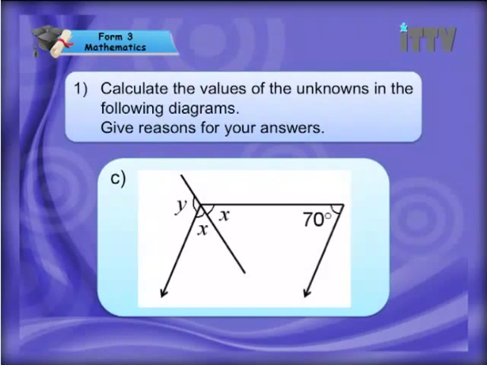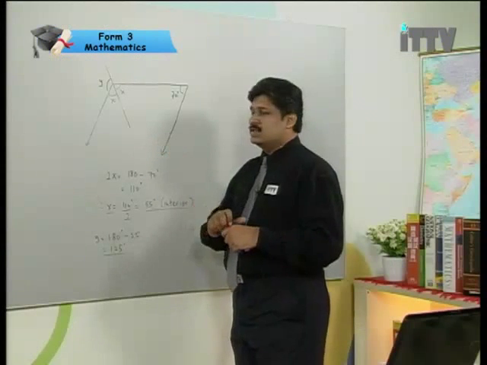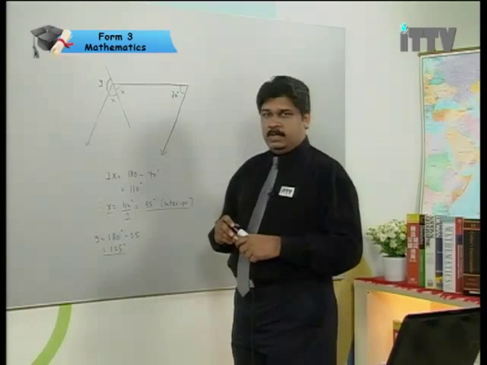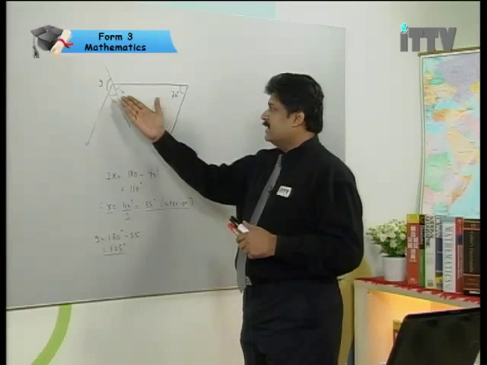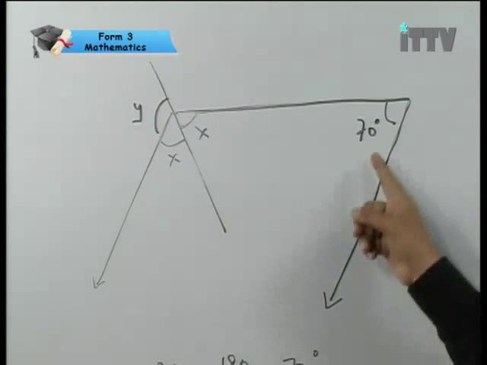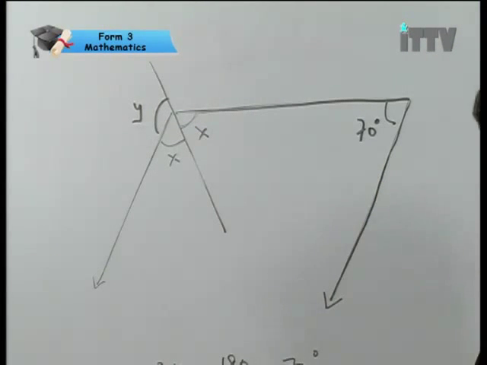Calculate the values of the unknowns in the following diagrams. Give reasons for your answers. Well, boys and girls, if you look into this question, we have two unknowns, those being x and y, and we have an angle amounting to 70 degrees. The question is, how am I going to find x and y?